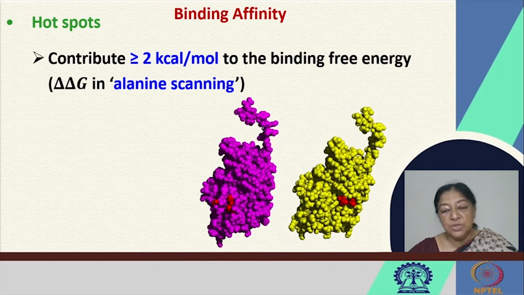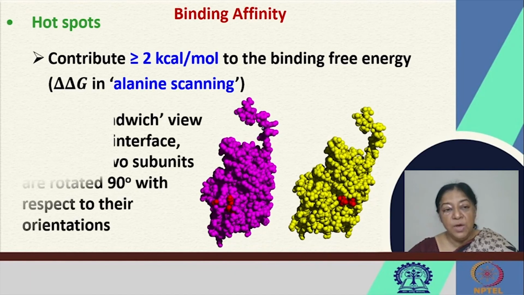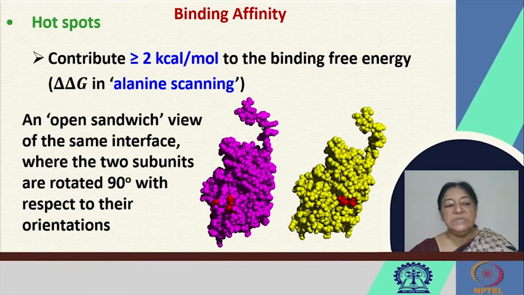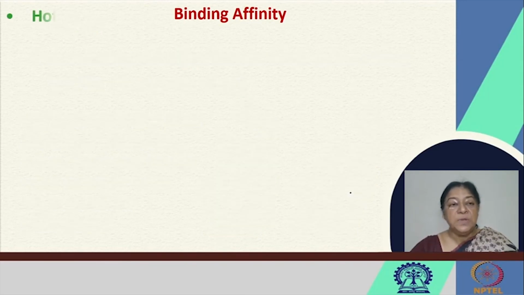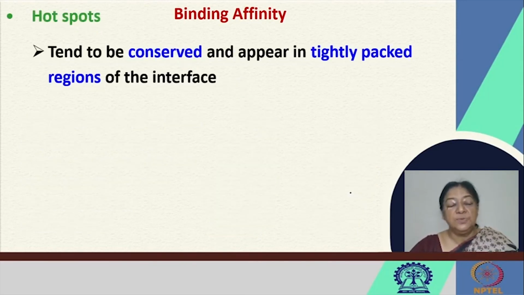And if we look at the two complexes in this form, where we have an open sandwich view of the same interface, where the two subunits are just rotated 90 degrees to each other, this is where we have the interacting hotspot that is important in bringing these two chains together to form the specific complex. So when we look at these hotspots, they tend to be conserved in nature and they appear in tightly packed regions of the interface.